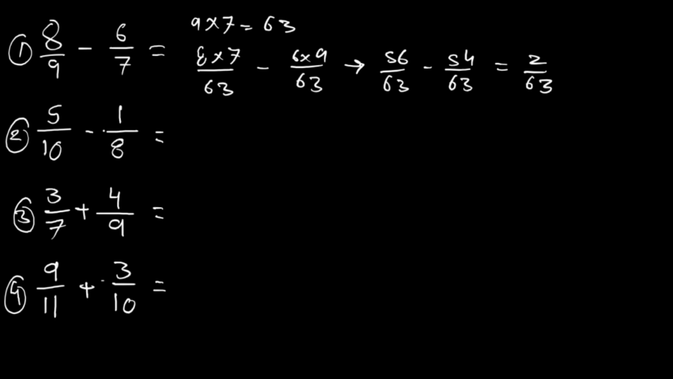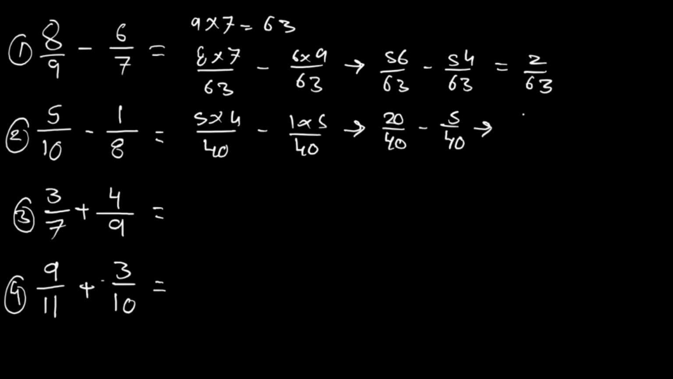Common denominator is a common multiple of 10 and 8 is 80, or 40. You could do 40 as well. So 5 times 4 over 40 minus 1 times 5 over 40. So then that would give you 20 over 40 minus 5 over 40. This would give you 25 over 40. You can then simplify. So 5 over 8. We could have simplified at the start here, because this is actually half, but you can always do it at the end.